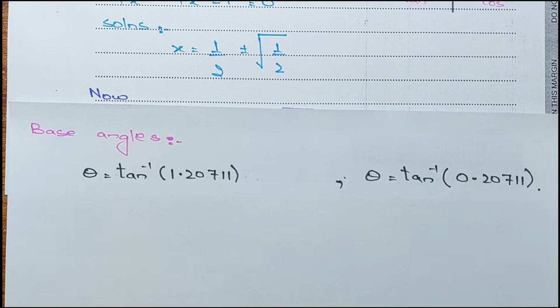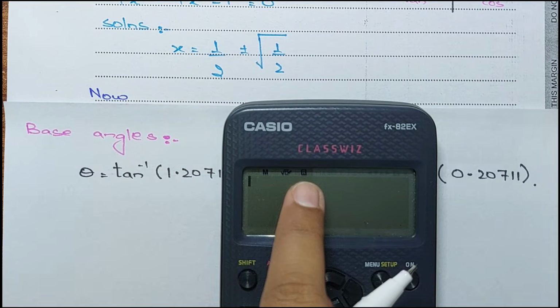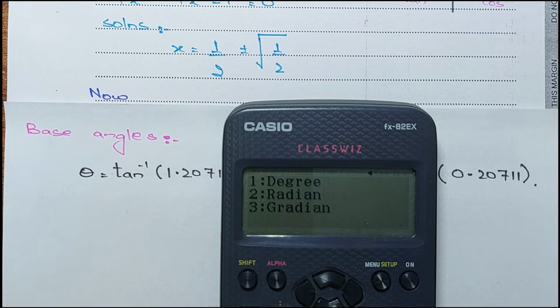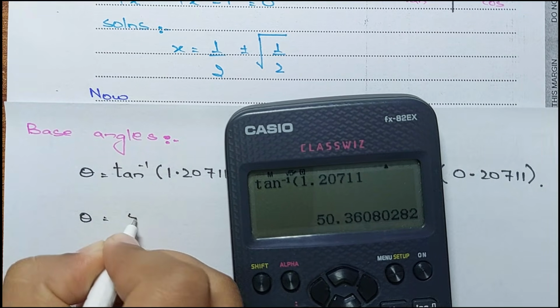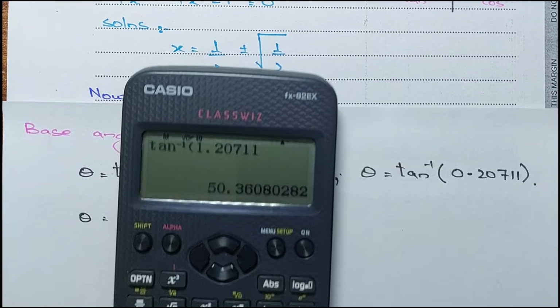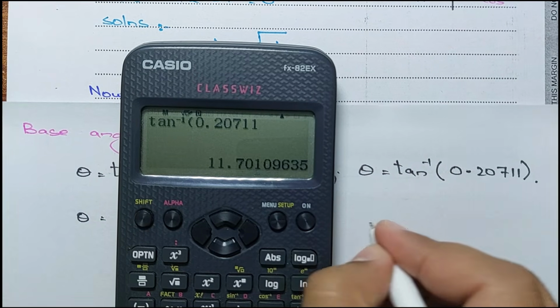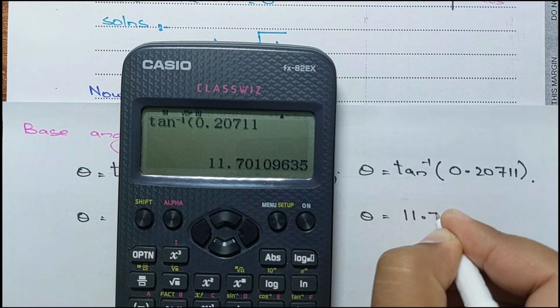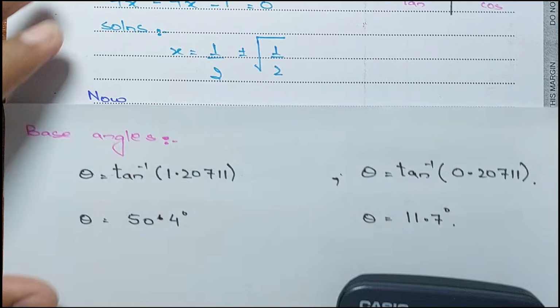We are not considering those signs, right? So let me figure out what the base angles are for both. My calculator is in radians, but the domain is in degrees, so convert it into degree mode first. Tangent inverse 1.20711 is 50.36, so theta becomes 50.4 degrees. And on the other hand, tangent inverse 0.20711 gives theta equals 11.7 degrees, right?